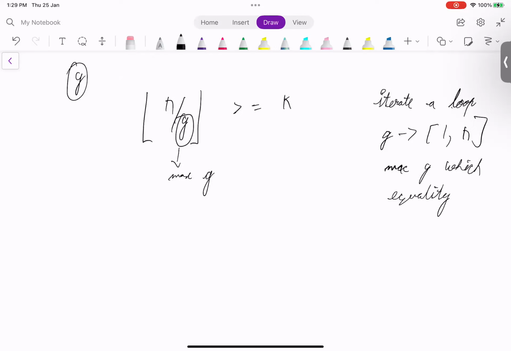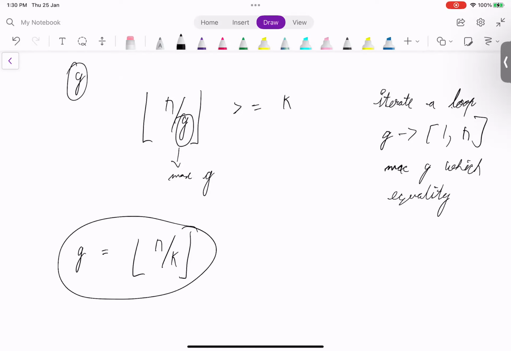If we look over this and reformulate it, we can observe that the maximum G that we can achieve, such that the number of multiples of G in the range 1 to N is greater than or equal to K, is the floor of N by K. If we observe this inequality and deduce it, G is equal to the floor of N by K. This is the maximum G that we can achieve.